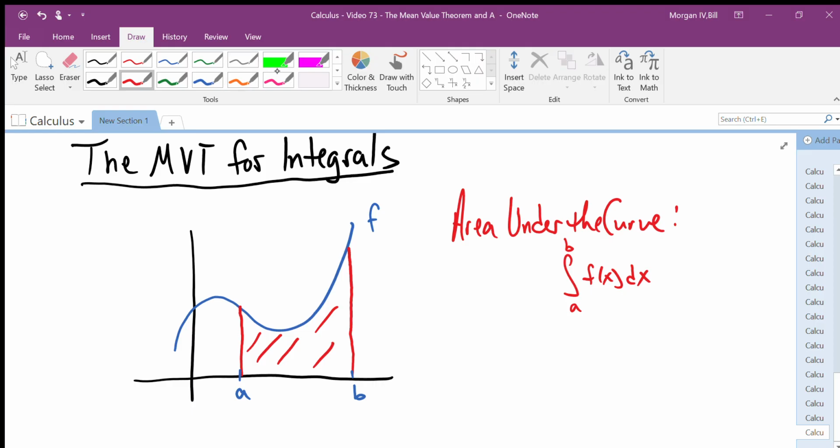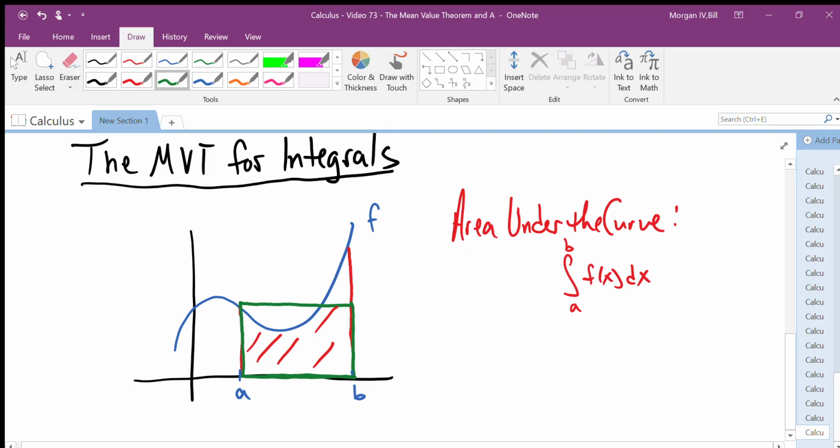So as long as our function is continuous from a to b, we can create one rectangle. Let's go with orange or green. We can create one rectangle that has the same width as our area under the curve, so from a to b. If we make our rectangle of a certain height, let's say a height that looks kind of like this, it's probably too high. Maybe even a little bit shorter. We'll go with that, even though it's probably still too high. Point being, we can create a rectangle that has the same area as the area under the curve.